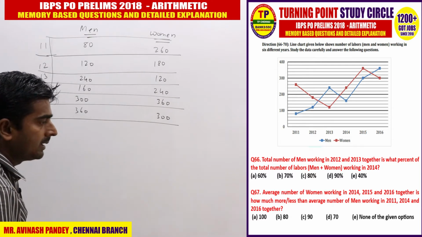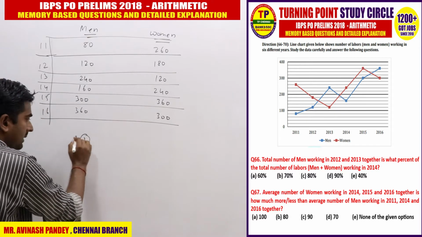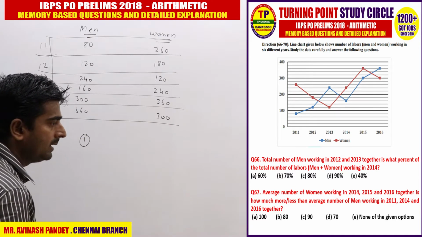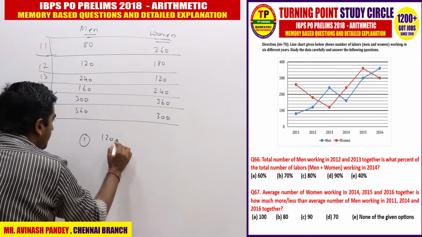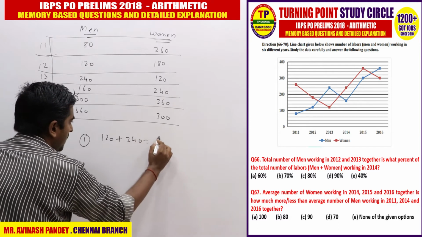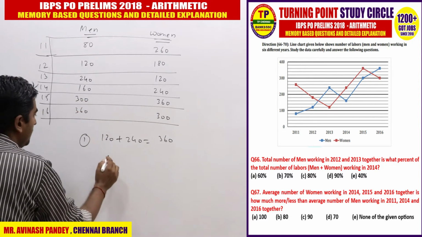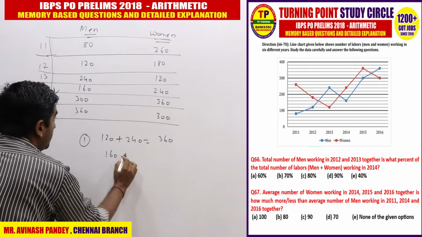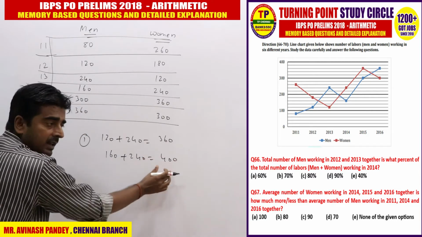Total number of men working in 2012 and 13 together is what percent of the total number of laborers, which consist of men and women working in 2014? So the first question: total number of men working in 2012 and 13 together, what is the value? 120 plus 240, which is 360. Is what percent of the total number of laborers, men and women, working in 2014? In 2014, the total number of men and women is 160 plus 240, which is 400. So this by this they are asking.